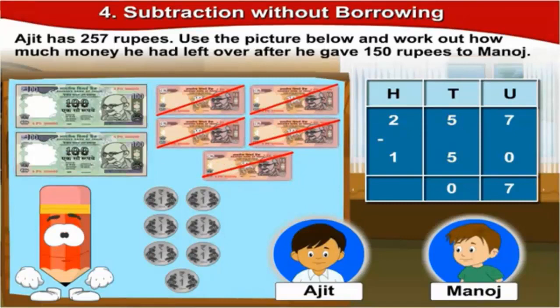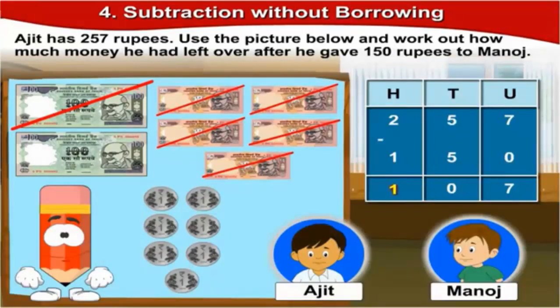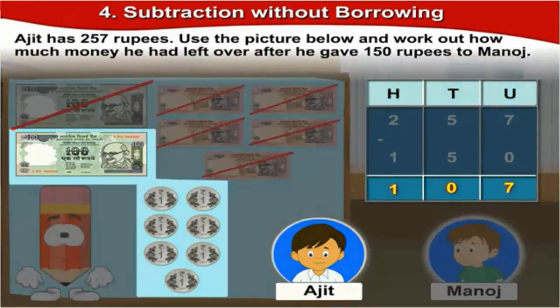Now let us see the hundreds. 200 minus 100 is 100, which means we are left with a 100 note as well. Now let us see how much money has been left over with Ajit. 1 hundred remains, 0 tens and 7 units remain. That is 107 rupees. So Ajit is left over with 107 rupees.